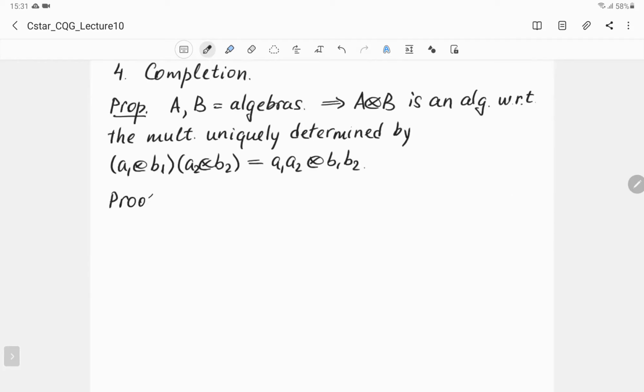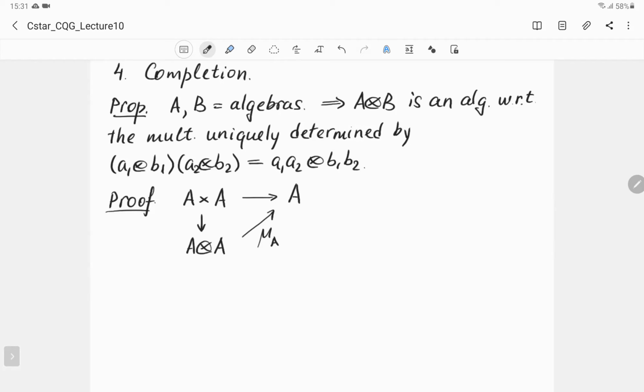The proof is very easy. As a first step, we linearize the multiplication in A. So the multiplication is a bilinear map. So we can factorize it through the tensor product and get a linear map mu A from the tensor product to A.